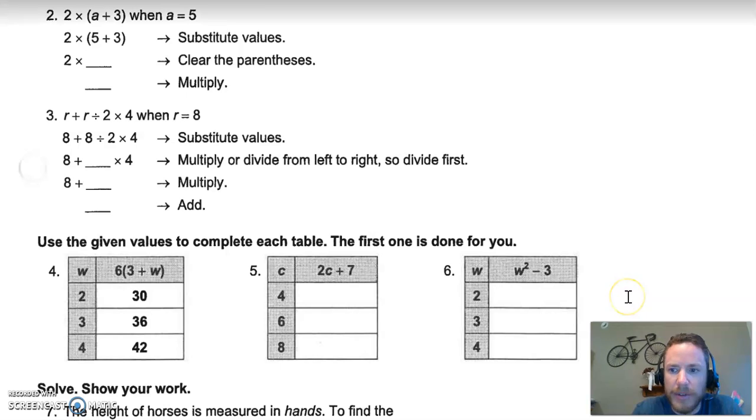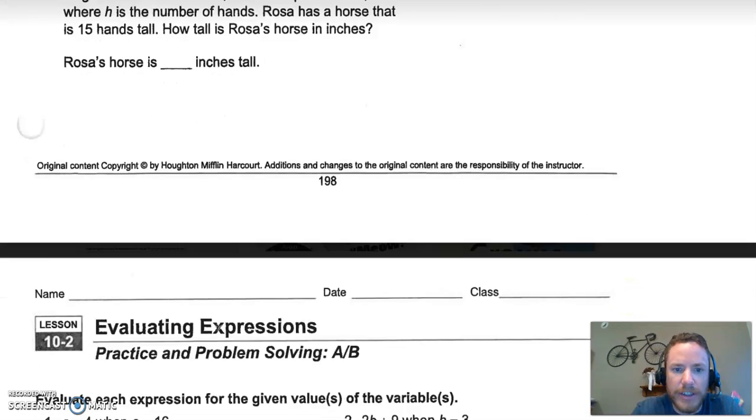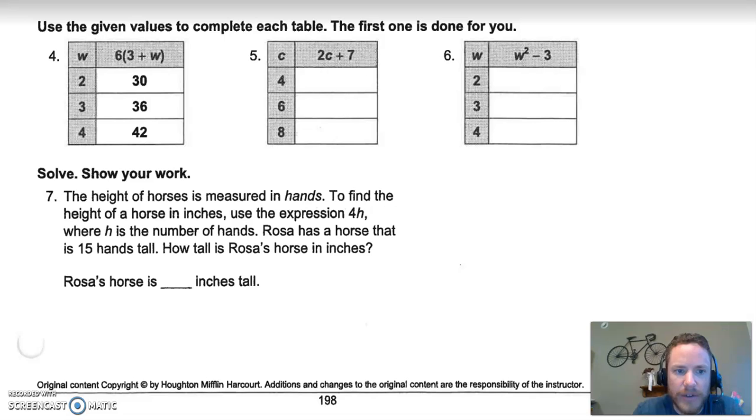Let's check out the tables. The tables are actually easier than they look. A lot of kids think they look hard at first, but they're not bad. Let me show you how. The first one is actually done for us. It says use the given values to complete each table, and then it says the first one is done for you.